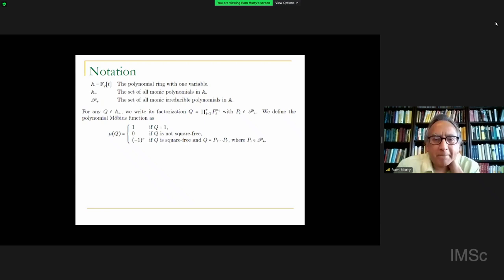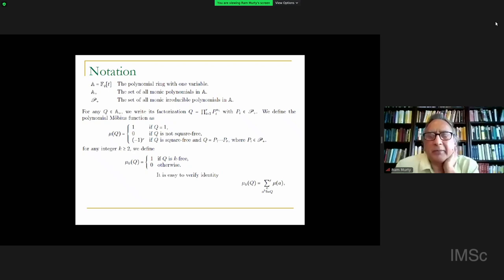And then we have the definition of the analog of the classical Mobius function. Mu of Q is just going to be minus one to the R, where R is the number of distinct prime factors and Q is a square free polynomial, and it's zero otherwise. We define a new function, mu sub k of q, which is one if q is k-free and zero otherwise. And then you can write down a formula for mu k of q in terms of the Mobius function. This Mobius function should not be confused with the classical Mobius function. Here we're talking about this Mobius function here. We just use the same notation.